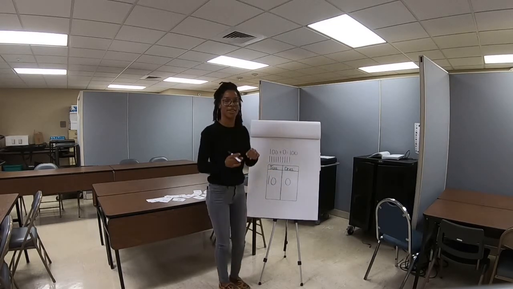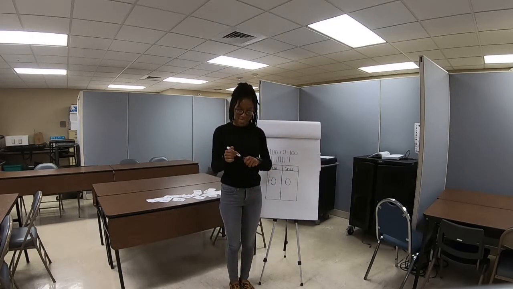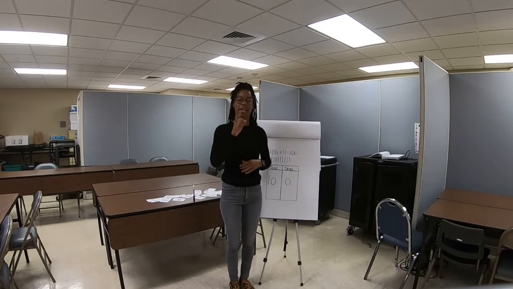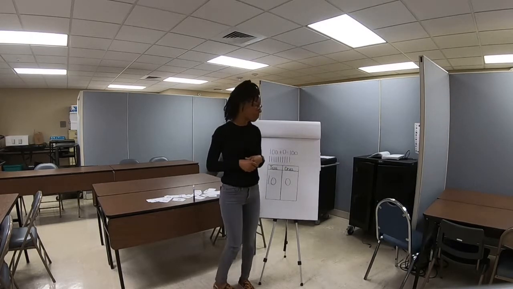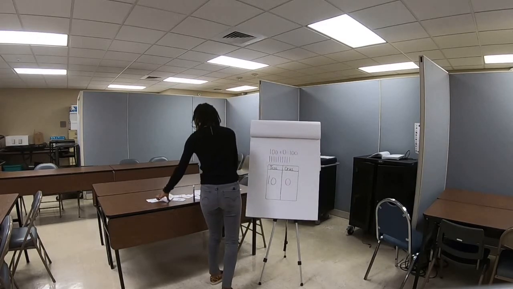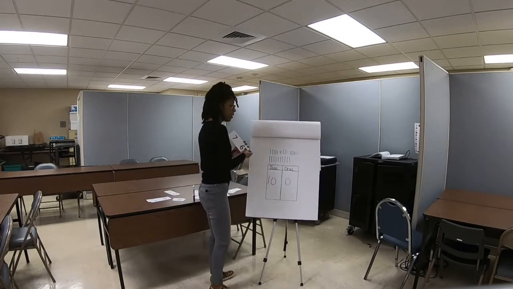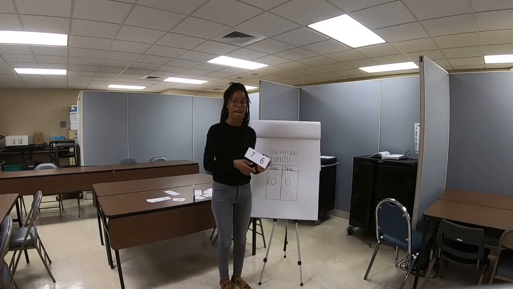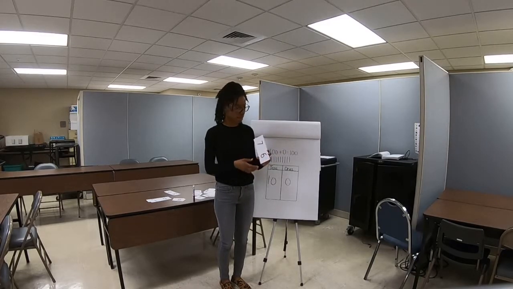Good job, boys and girls. I enjoyed you guys today. Make sure that whenever you're counting by 10s, you always want to start with 0, 10, 20, 30, 40, 50, 60, 70, 80, 90, 100. And remember, whenever you have a number, in place value, the number that is in the 10 spot actually has a value of 10.